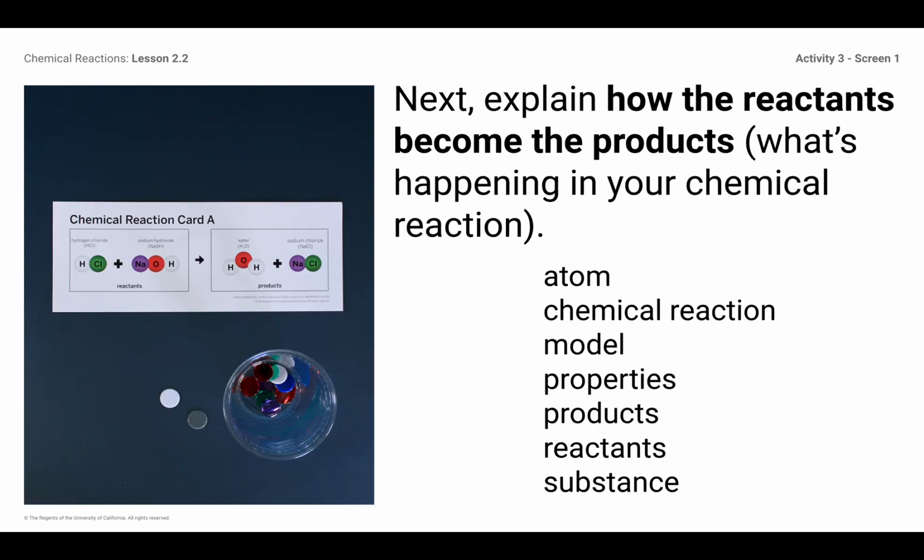So I gave the kids time to do that activity with their cards, and I left this list of vocabulary terms that I want them to use when they explain how the reactants became the products. Remember, the reactants are on the left side of the arrow, and the products are on the right side of the arrow.